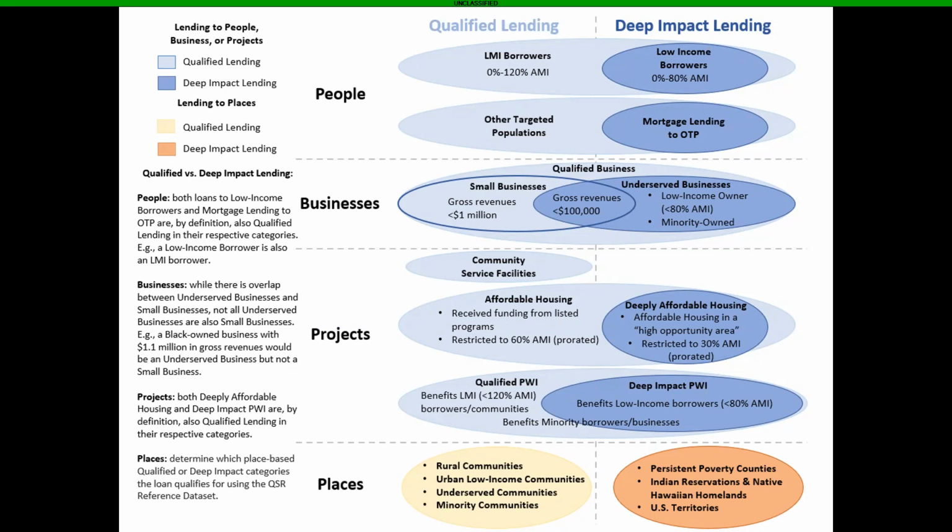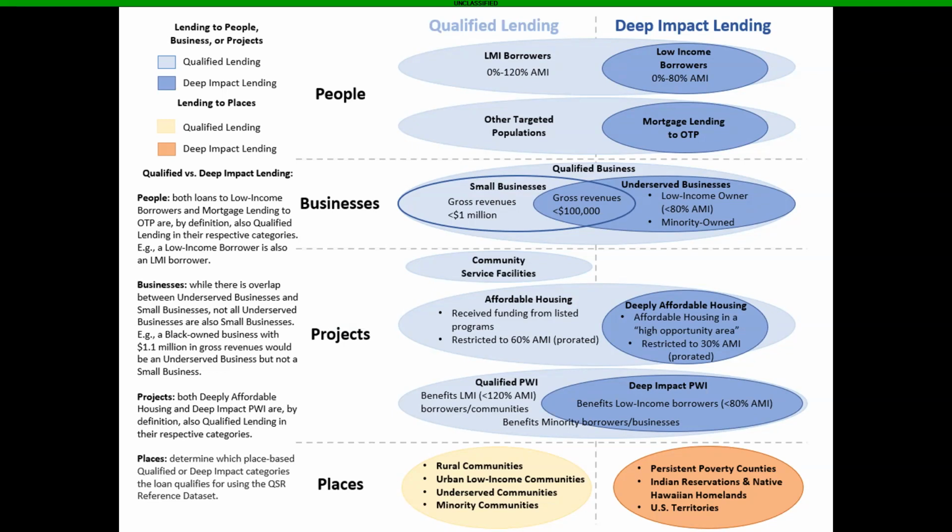The other main change that we've made to the instructions is we've renamed the underserved small businesses category to just be called underserved businesses, as that's a bit more accurate, since they don't need to be a small business to also be in the underserved businesses category. So to qualify under the qualified lending category of small businesses, that is accomplished by the gross revenues of the business being less than $1 million.